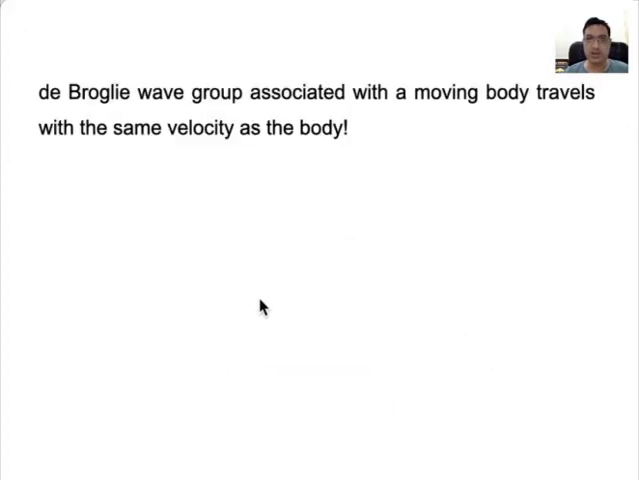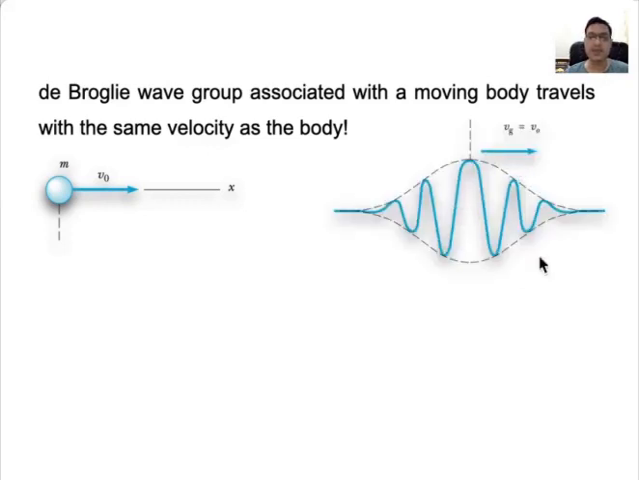Let's see what we have learned till now. The de Broglie wave group associated with a moving body travels with the same velocity as the body. That's what we have seen in the previous slide. So this is the picture now. It's moving with v0. It means that the associated wave packet will also move with this velocity v0, which will be the same as the group velocity of the wave packet. This is the main conclusion that we have made right now.